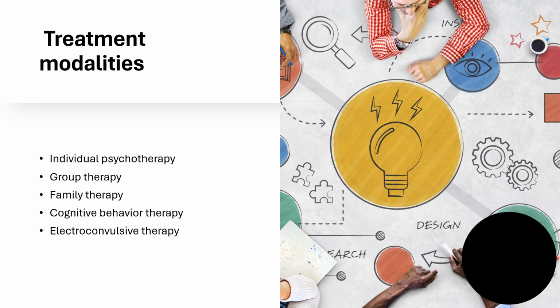So one way of doing cognitive behavior therapy is to talk about their automatic thoughts, the thoughts that are coming into their mind, and then try to change their thinking, help them to change that thinking. So it is effective for these patients. About electroconvulsive therapy, I will discuss in the next slide.